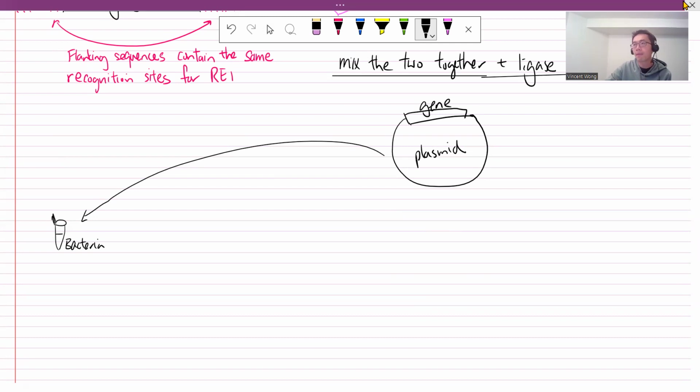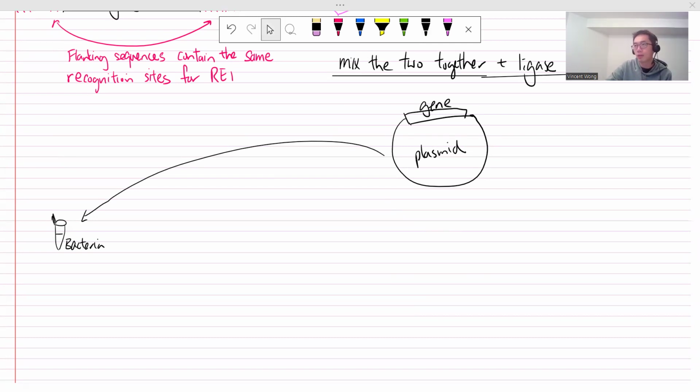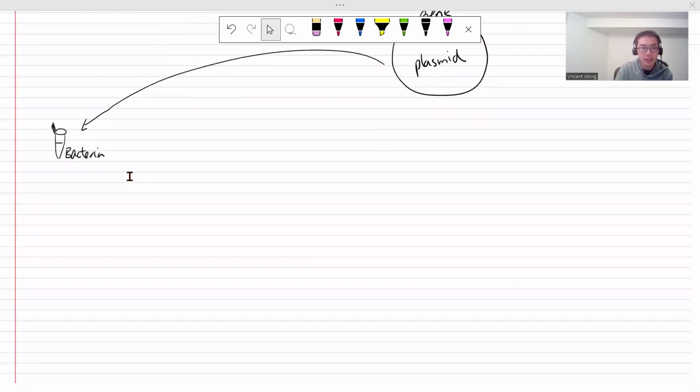But the truth is, even if you encourage them to take it, they might not all take it. There is going to be some bacteria that just will not accept the plasmid. So how do you know which bacteria has accepted the plasmid? I mean, they look the same. To the naked eye, you wouldn't be able to tell, right? And that's where the selection marker comes in. So let's take a look here.